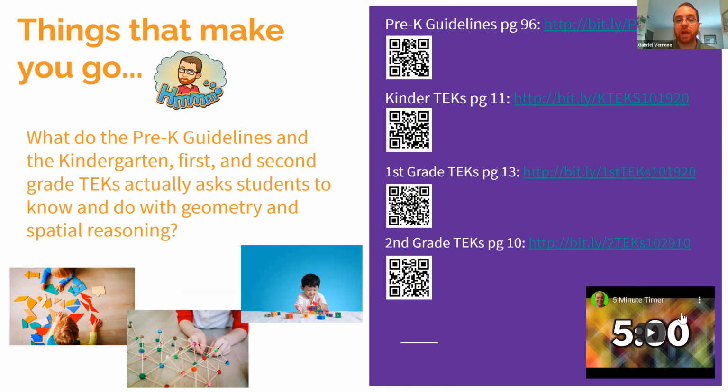So here's what I'm going to do then. I'm just going to give you the 5 minutes, look through those, and what I want you to do is find similar verbs. You're going to find there's going to be some strands that are going to be similar, and you know it's going to scaffold up, right? You're going to start with the baseline skill in pre-K, and then it's going to scaffold up. I just want you to try to find some trends in terms of what students are being asked to do with shapes, with geometry, with spatial reasoning, okay?